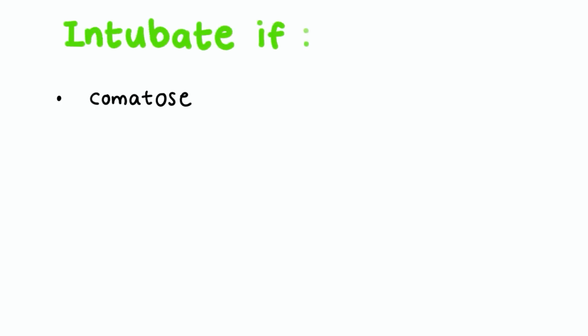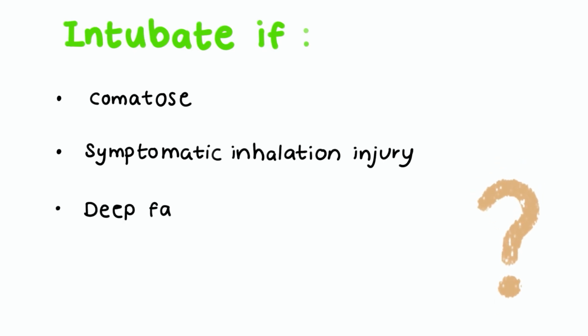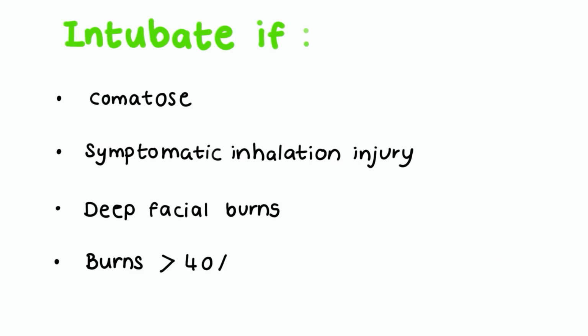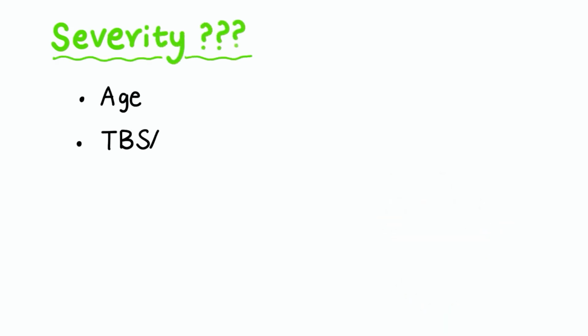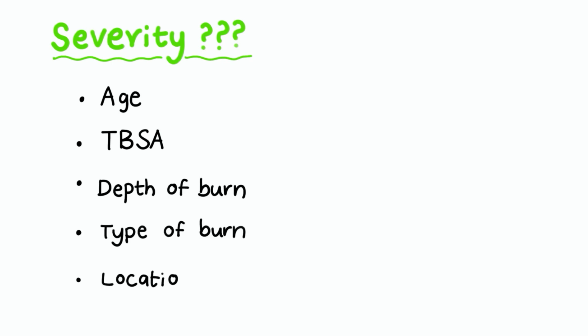One key detail that you really have to pay attention to is who to intubate before the arrival at the hospital. Comatose patients, symptomatic inhalation injury, deep facial burns, and burns over 40% of total body surface area. Burn severity is determined by the patient's age, the percentage of total body surface area, depth of burn, type of the burn, and the location of the burn. We have covered all of these in our previous videos, so please go have a look if you are not familiar with it.